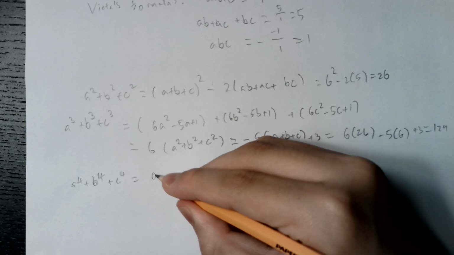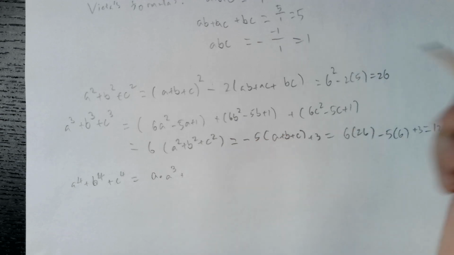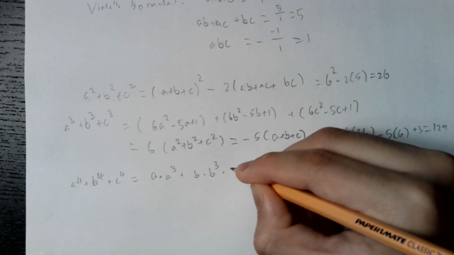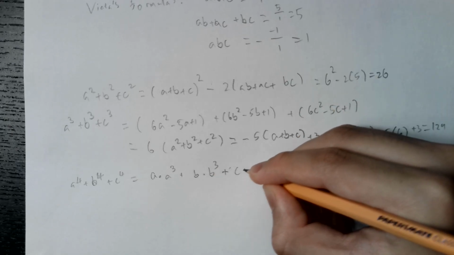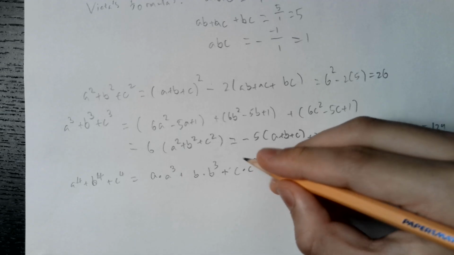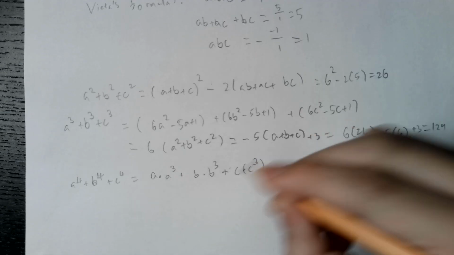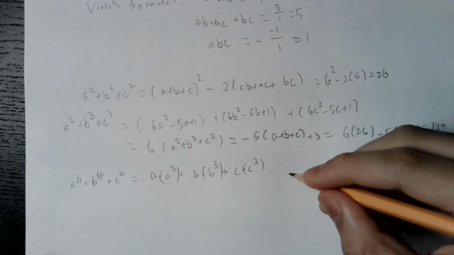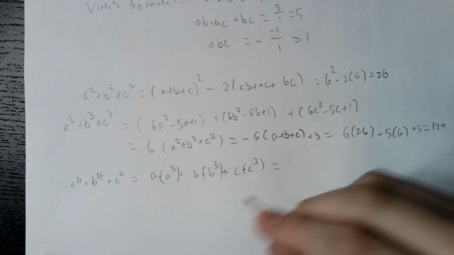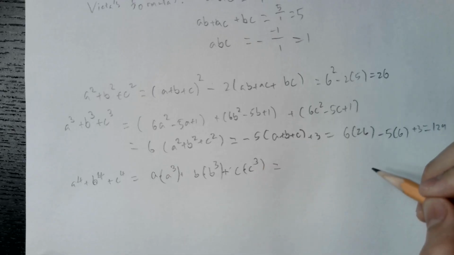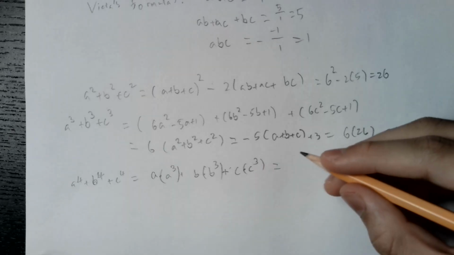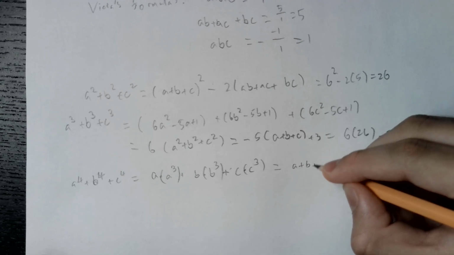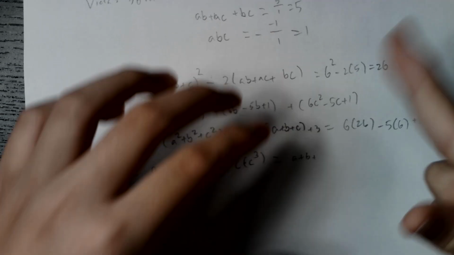Now this is going to be a times a to the power 3 plus b times b to the power 3 plus c times c to the power 3. And actually, I'm going to use the brackets here so it's easier to see. Right? And then after, this is going to be equal to a, b, c in front, and then what we have from b to the power 3. So I can turn this into a plus b plus, sorry, actually I can't do this. I did something wrong.